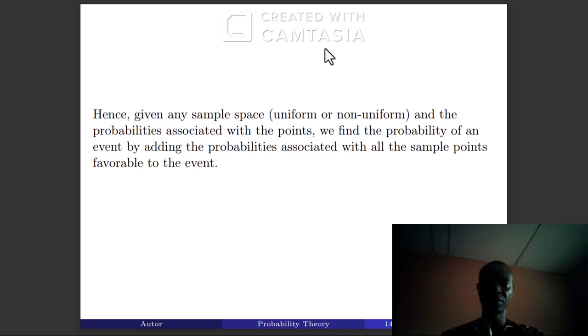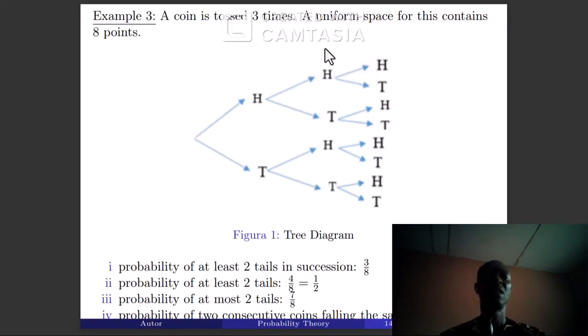Now, given any sample space, whether uniform or non-uniform, and the probabilities associated with the points or each event, we find the probability of an event by adding the probabilities associated with all the sample points which are favorable to the event.